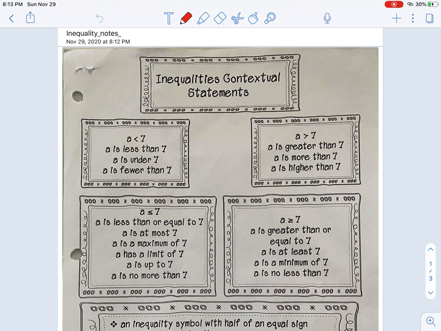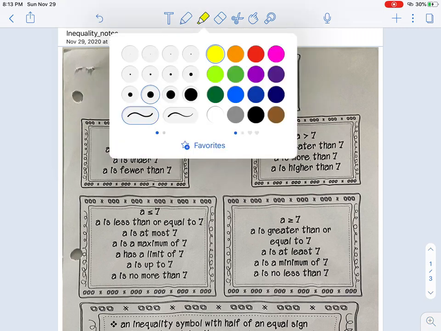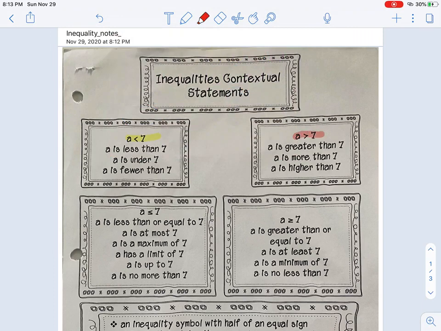This page is the first page of your notes, and today it is going to be used to determine whether you have a less than sign, a greater than sign, a less than or equal to sign, or a greater than or equal to sign. All of these are less than signs. All of those are greater than. Obviously, if it's greater than, more than, or higher than, that's a greater than sign. Less than, under 7, or fewer than 7 is less than 7.